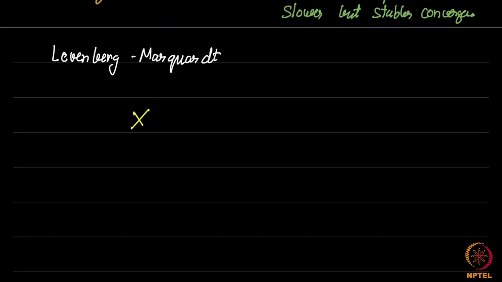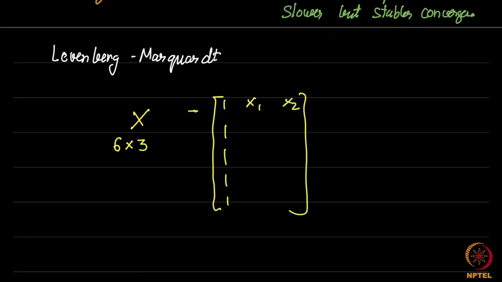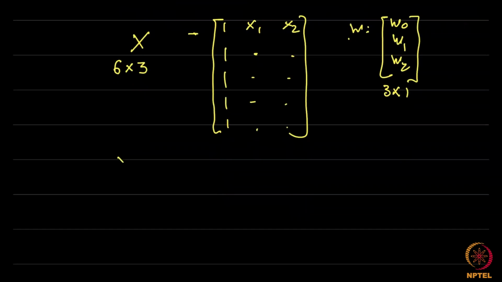Let's take X as a data set and it's 6 cross 3. For example, you could have 1, 1, 1, 1, 1, and there are 2 features, X1, X2. So for example, a quadratic model would be a decent example of this. W is, let's say, W0, W1, W2. So this is 3 cross 1. Now, Y has to have the same number of data points, but it is only one output. So Y is Y1, Y2 up till Y6. So this is 6 cross 1.